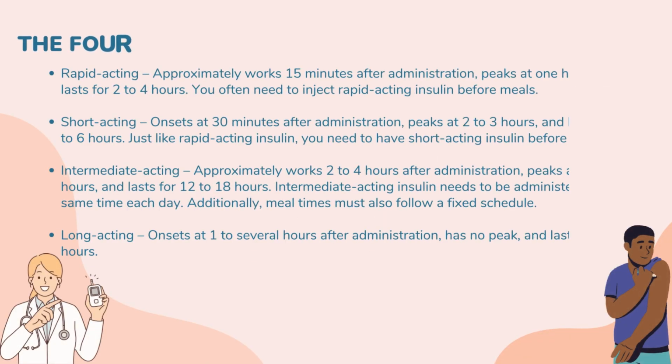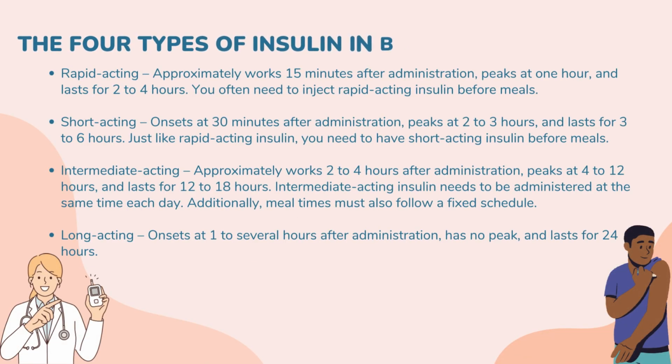The four types of insulin in basal bolus therapy. There are four types. First, rapid acting, second, short acting, third, intermediate acting, and fourth, long acting. For rapid acting, it approximately works 15 minutes after administration, peaks at 1 hour, and lasts for 2 to 4 hours. You often need to inject rapid acting insulin before meals.